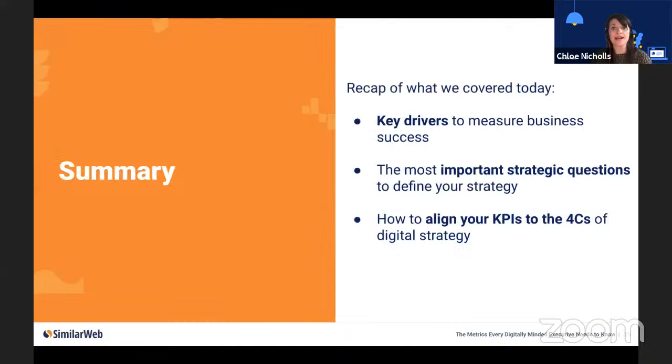So just a quick summary, a recap. So we went through those key drivers. We also talked about those important strategic questions, and then really to align your KPIs to the 4Cs framework.